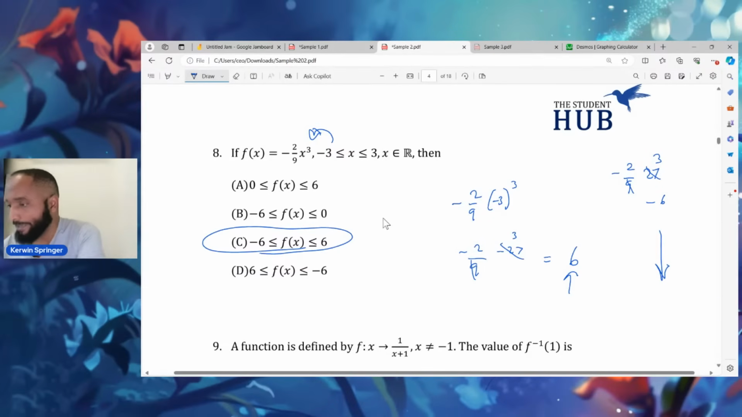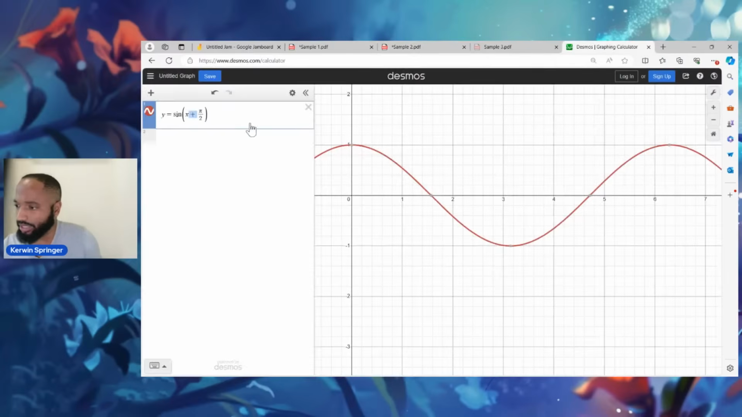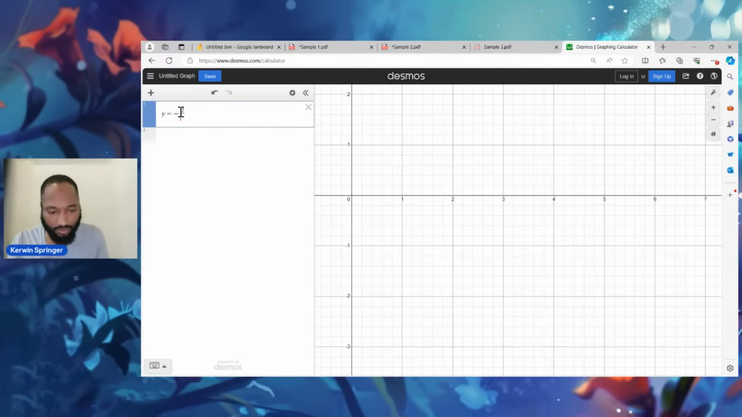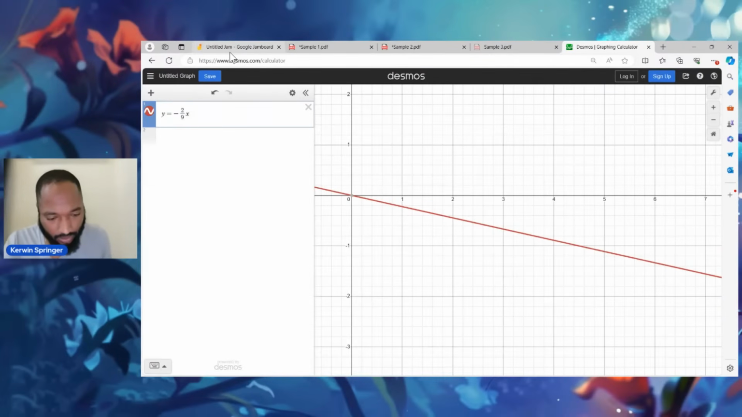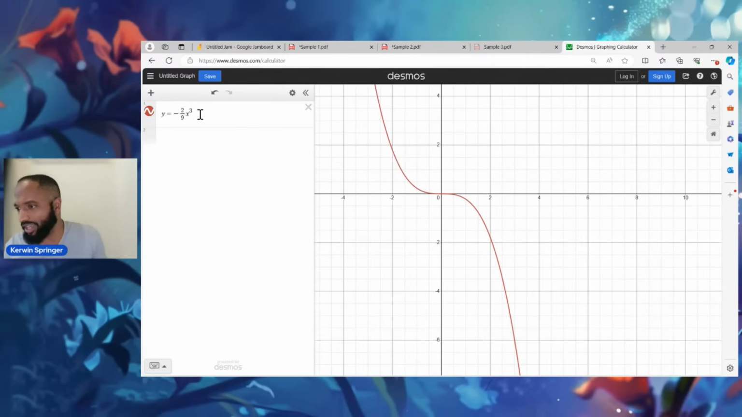Use the range. Now I'm going to put this in and let me show you the danger I was talking about with this kind of graph. Minus 2/9 x cubed. Oh, I don't have an x squared or anything, so you're safe.